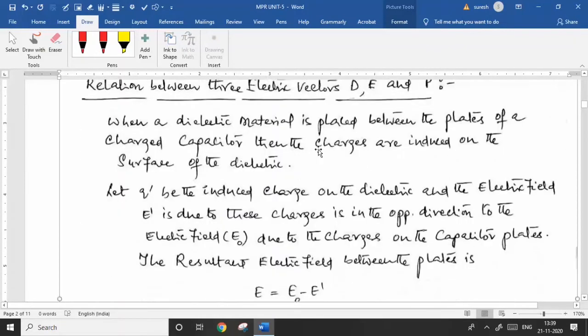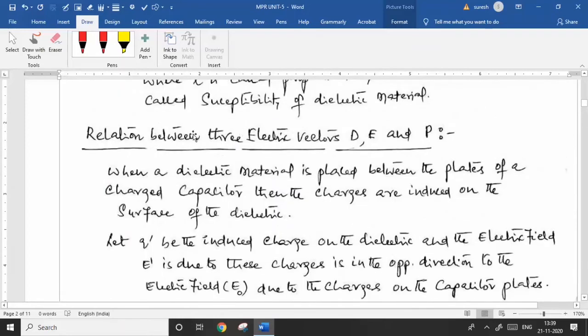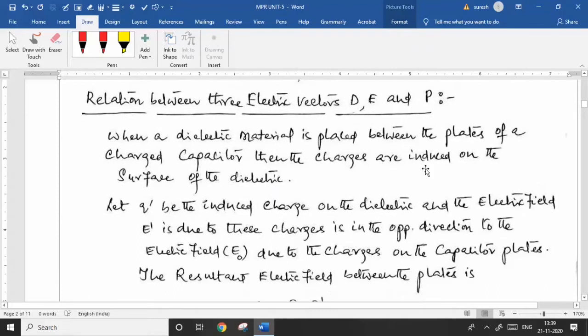Then, coming to the most important essay question expected from this dielectrics unit: the relation between the three electric vectors D, E and P.